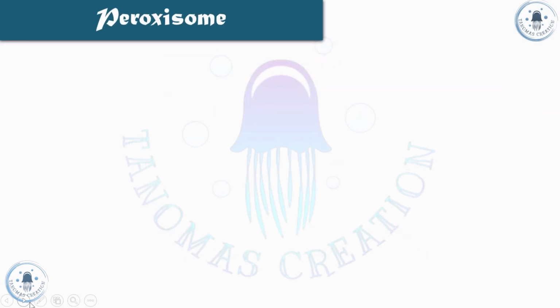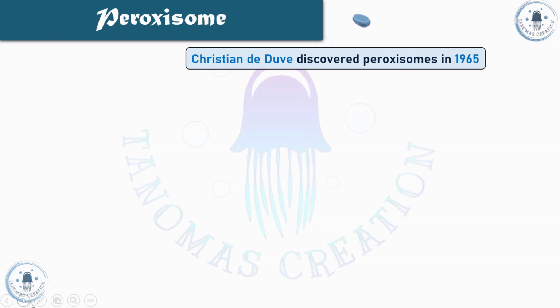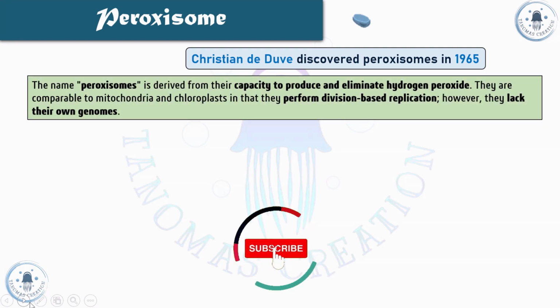Now coming to the peroxisome. You can see it's also a small organelle just like the lysosome, and this was also discovered by Christian de Duve in 1965, after the lysosome was discovered. The name peroxisome is derived from their capacity to produce and eliminate hydrogen peroxide. When he was studying in his lab, he found that it can eliminate hydrogen peroxide and also produce it, hence the name peroxisome.